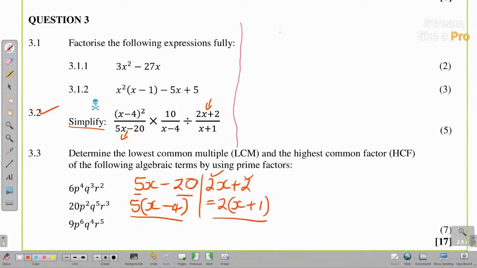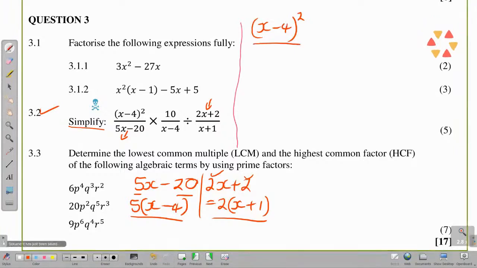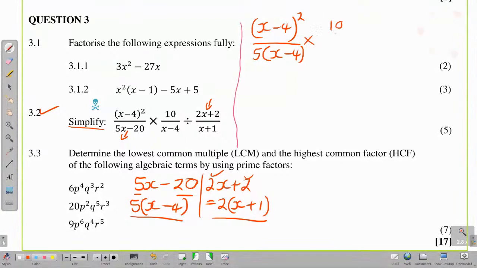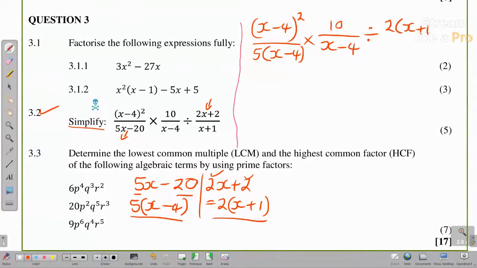I can then rewrite this to say this is x minus 4 squared over, where there's 5x minus 20, I have 5 and then I've got x minus 4. You see, they give you things that are intentional. Times 10 over x minus 4 divided by, now where there is 2x plus 2, we have got 2 bracket x plus 1 over x plus 1.